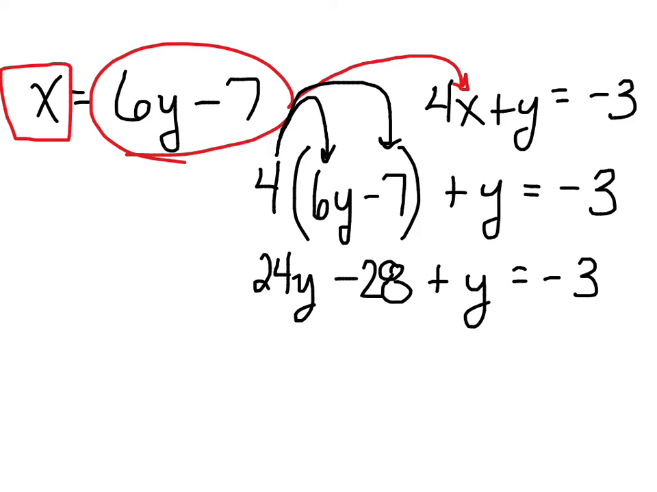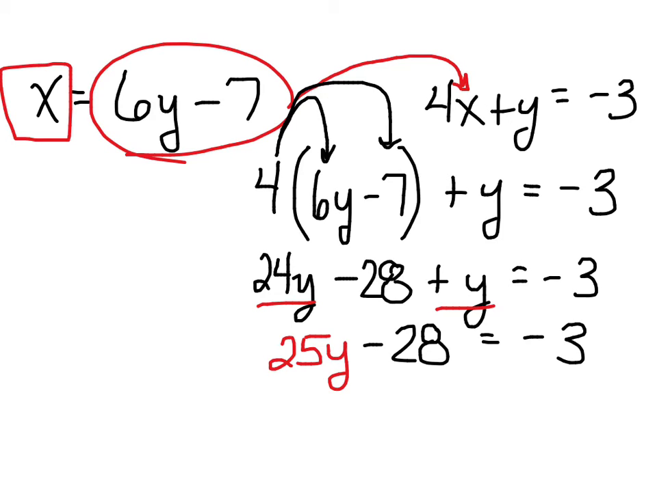Now, 9 times out of 10, this is where people mess this up. When we're doing this part right here, we are just combining like terms. They are not on opposite sides. I'm not subtracting it over. I'm just combining them. What's 24 plus 1? 25. So 25y minus 28 equals -3.